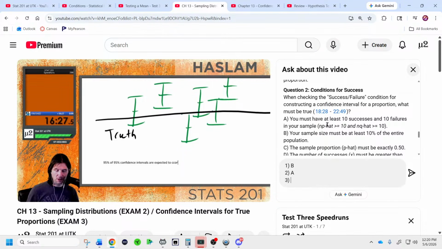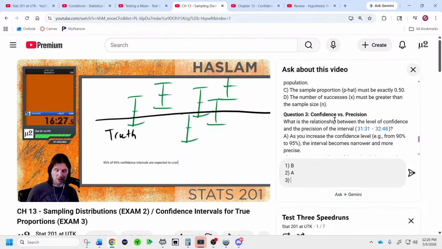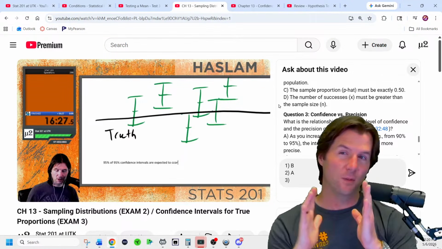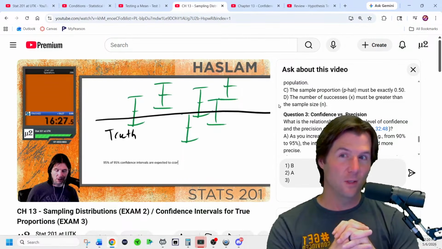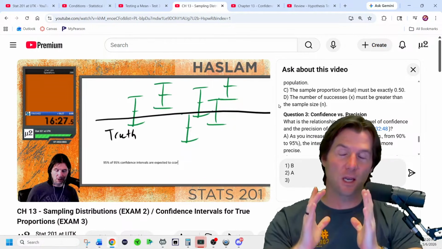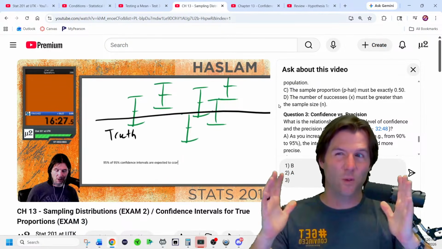And then the third question right here is going to be confidence versus precision, which is a great question to ask. What is the relationship between the level of confidence and the precision? As you get more confident from 68, 95 to 99.7, more and more confident, the interval gets less precise. So 68, 95, more confident, less precise.